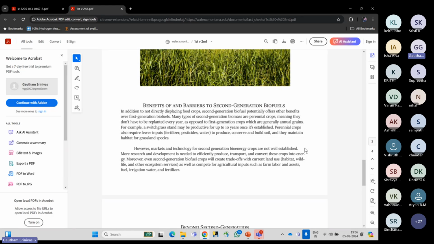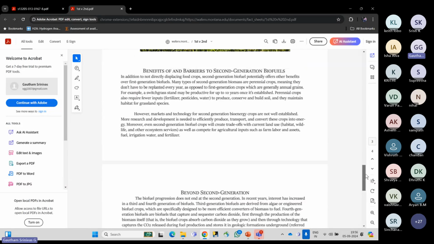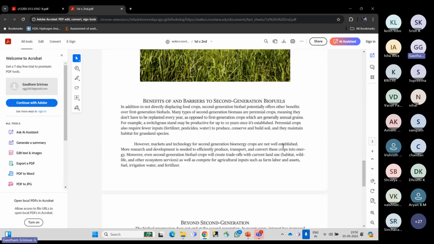But you cannot produce ethanol so efficiently using thermochemical conversion. What you can do is produce maybe hydrogen or methanol or some other biofuels, but ethanol is not very possible. It is possible, but then the efficiency is very low. And that is the major drawback of second generation bioenergy crops, right? And that's why it's not very well established.